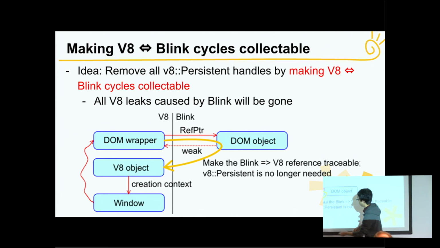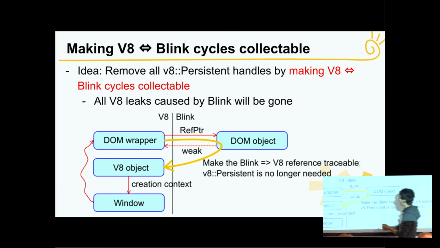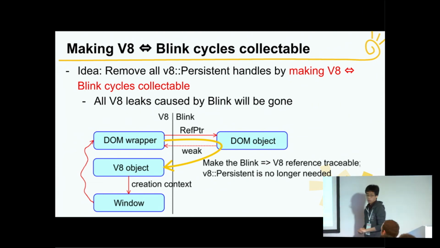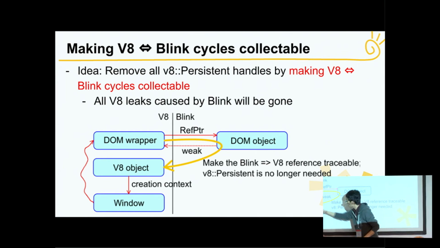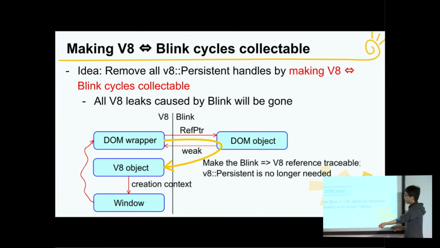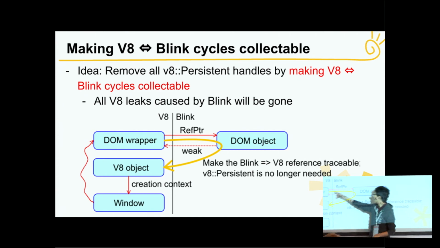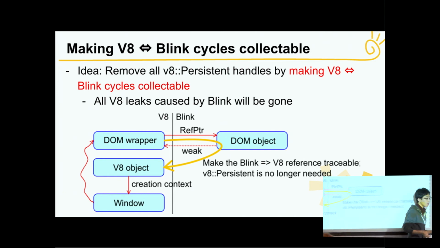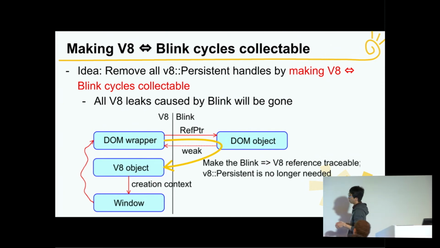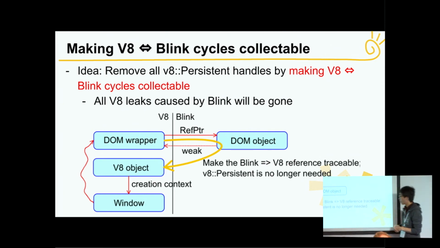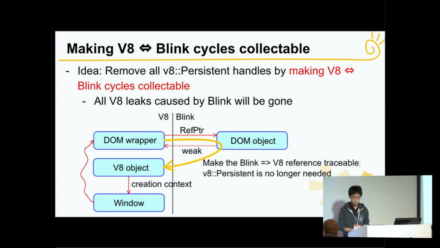This is what Johan is going to start. Basically, the problem is the V8 persistent handle from Blink to V8. So let's remove it, by making V8-Blink references traceable. In this idea, V8 garbage collection traces inside Blink and figures out the references that cross the V8-Blink boundary. By doing that, V8 persistent handles are no longer needed, and all V8 leaks caused by Blink will be gone.